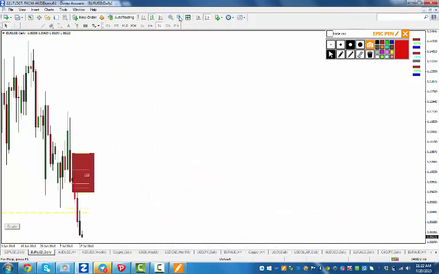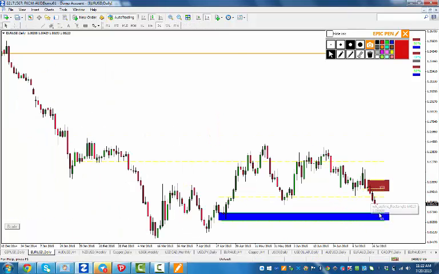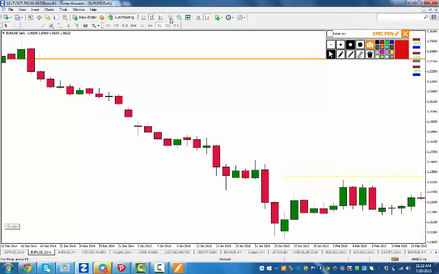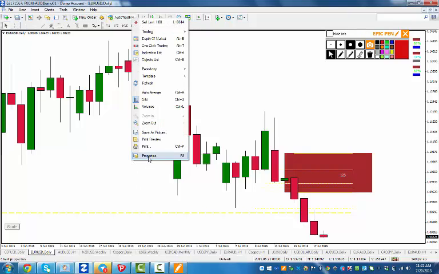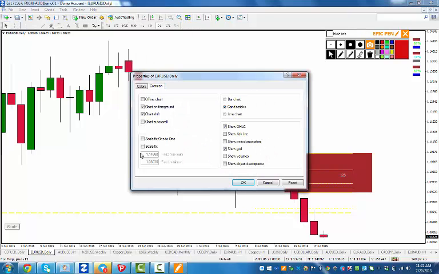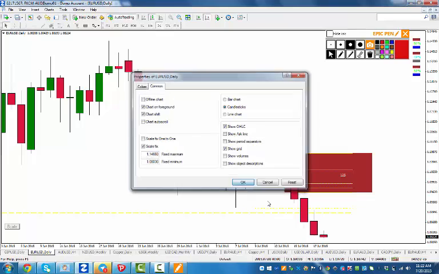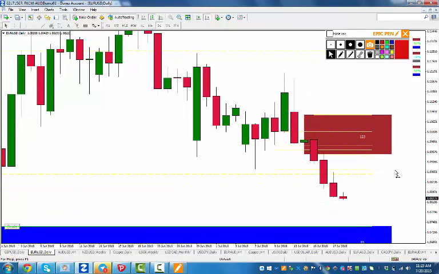Sometimes you find that the chart is so small, it's very difficult to see the supply demand. So what you do is, once you do your analysis and look for supply demand, just try to zoom in, and you will see everything very, very clearly, much clearer than when the chart is very small.